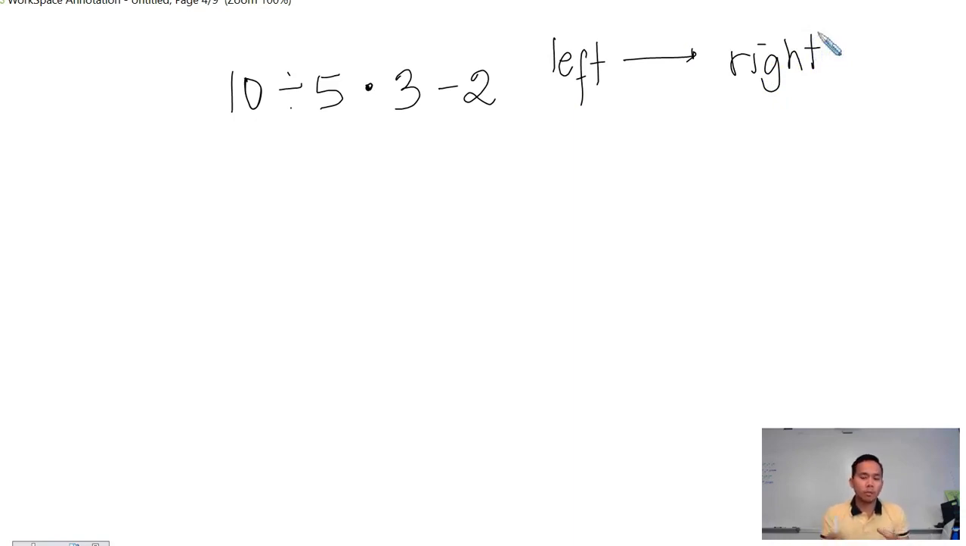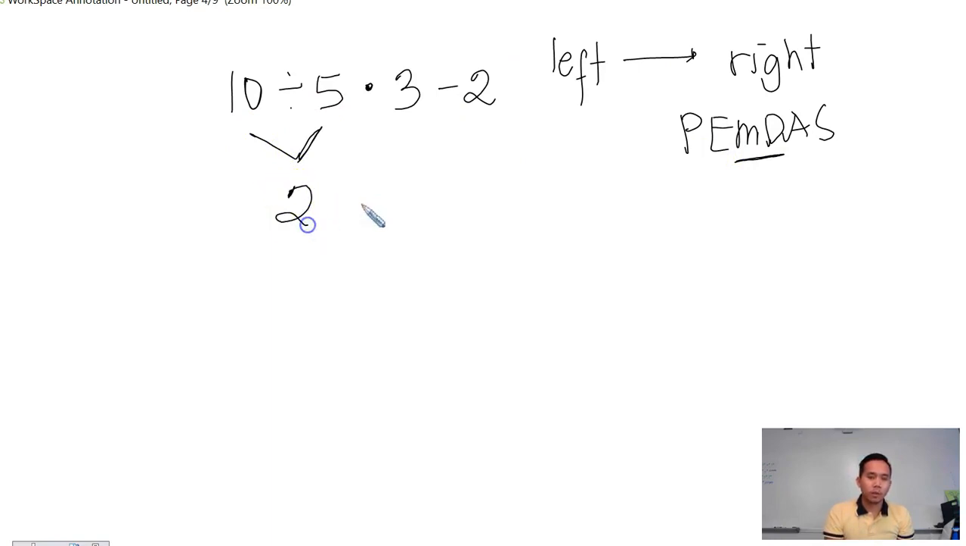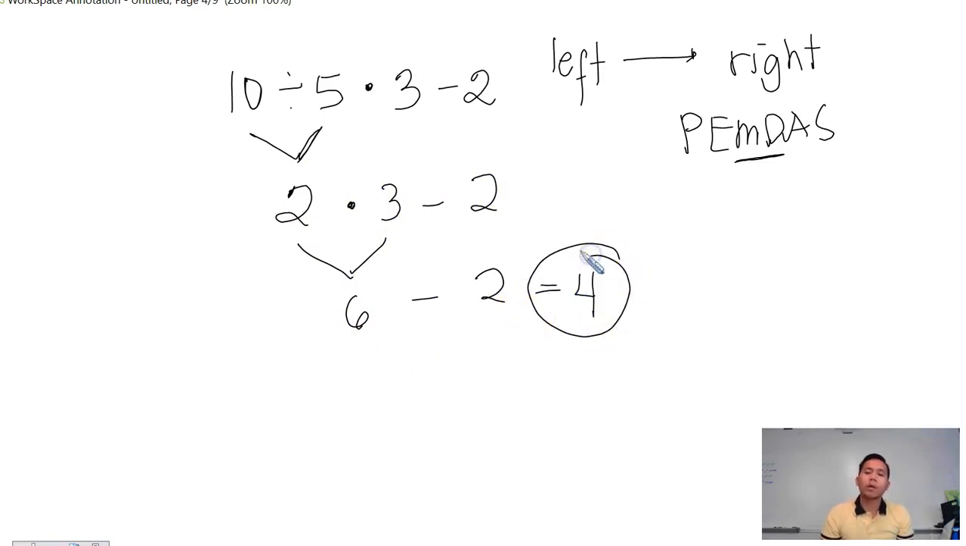However, in this particular example, because the subtraction is at the end, we still have to follow PEMDAS. We will not start with the multiplication. Again, M and D are considered as one. So we start with 10 divided by 5, which gives us 2 times 3 minus 2. So 2 times 3 is 6, minus 2 will give us 4.